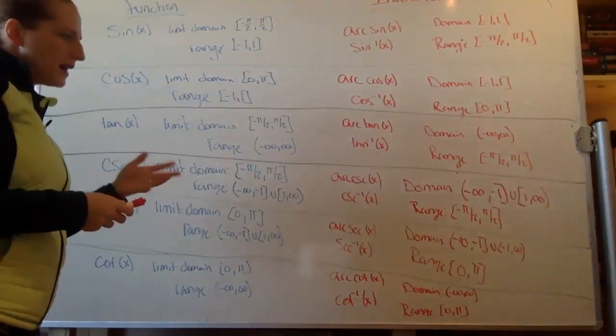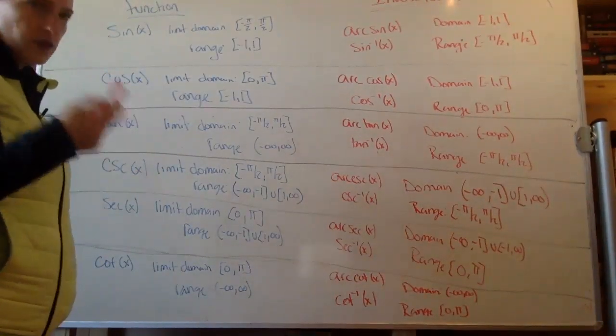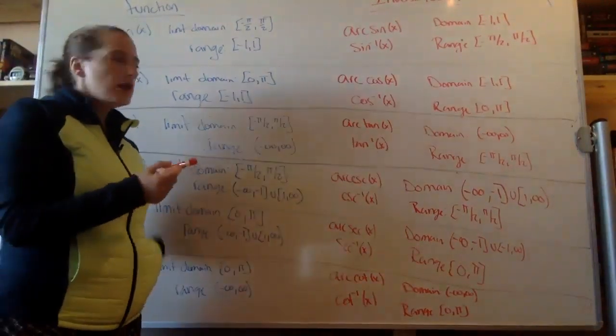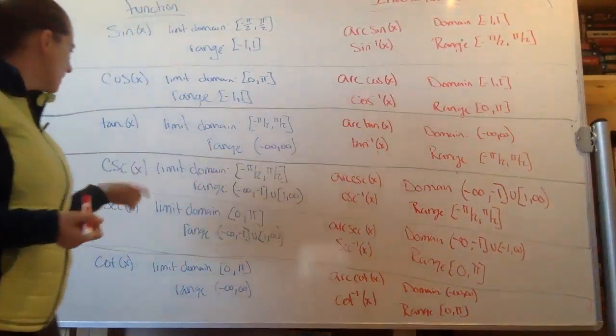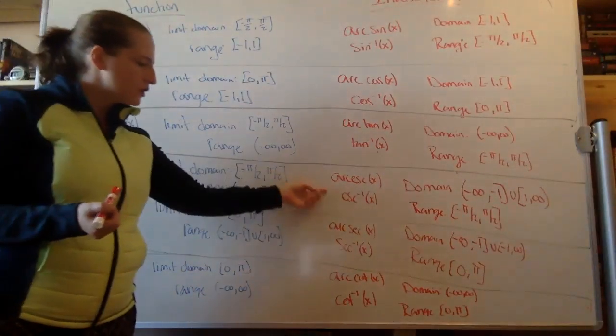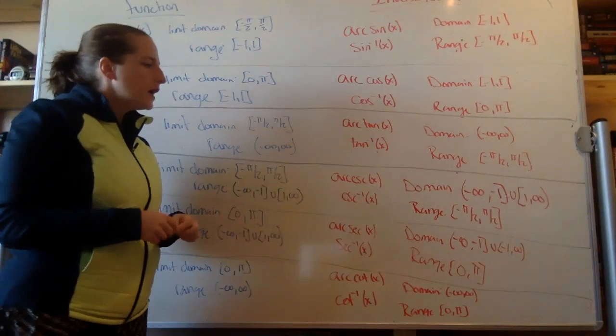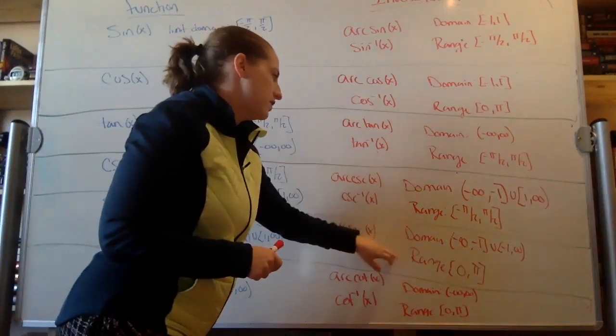So real quick, I want to talk about something I sort of glossed over in the first video when we talked about our domain and ranges for all of our inverse trig functions. And it only has to do with our cosecant and secant, or our inverse cosecant and our inverse secant, okay? And it deals with the range of these two, okay?